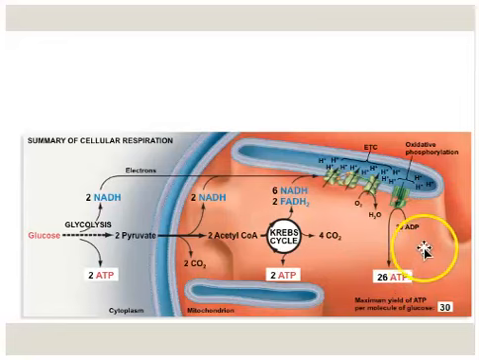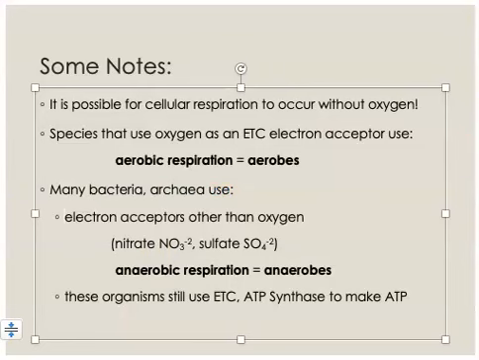Remember, too, that not all organisms do this. There are some organisms that use fermentation instead. So this number really varies. In general, I tell students somewhere between 30 and 36 molecules of ATP will get produced for each mole of glucose that enters in. It's possible for organisms to do cellular respiration without oxygen.